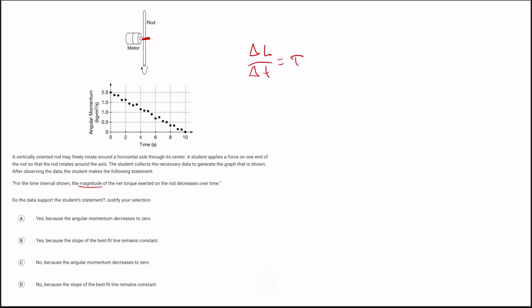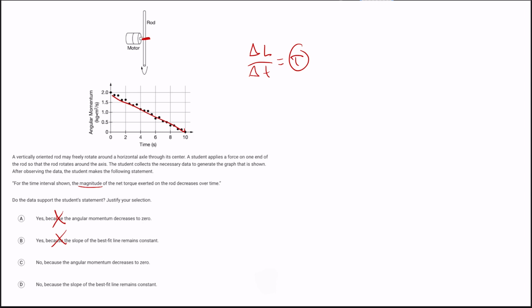Okay, so the net torque is the slope of this graph. We discussed that when we started. And the slope is constant. It's a straight line. So the magnitude of this slope is the same from 0 to 10 seconds. So first off, no, the magnitude of the net torque on the rod does not change at all over time, or at least not over these 10 seconds. So the student statement is wrong. Do the data support the student statement? No. So it's not going to be A or B, but let's see what C and D say. C says no because the angular momentum decreases to 0.